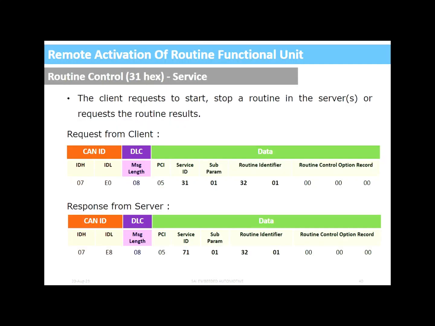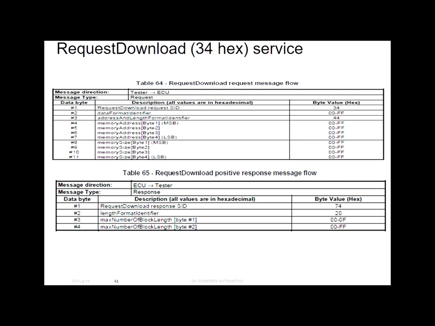So here it will be supported: 12 subfunction not supported, 13 incorrect message length, 22 condition not correct, 24 request sequence error, 31 request out of range, 33 security access denied, and 72 general programming failure. So these are the supported NRCs for the 31 service ID.